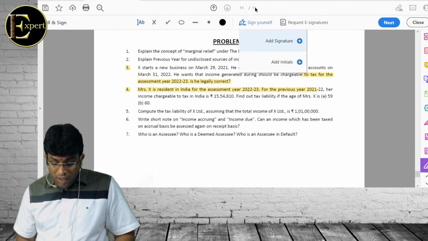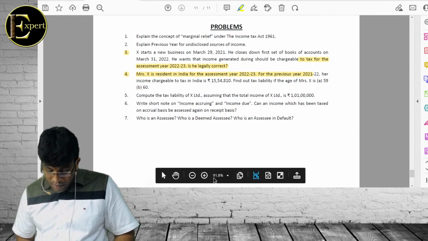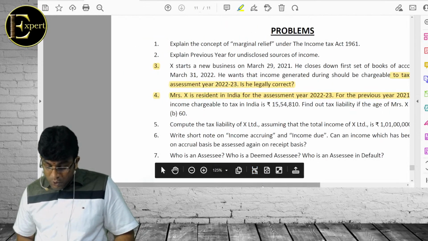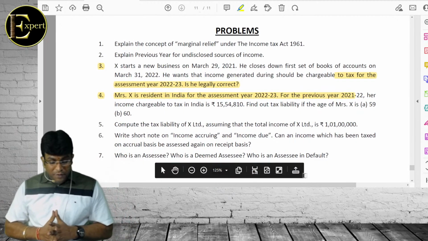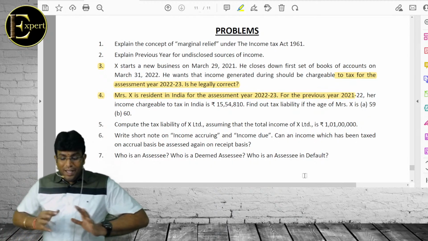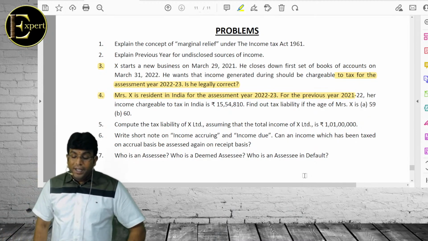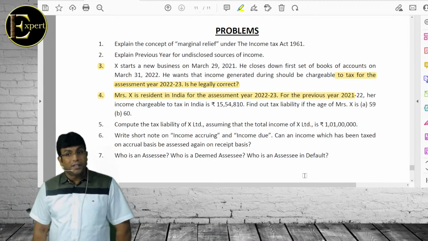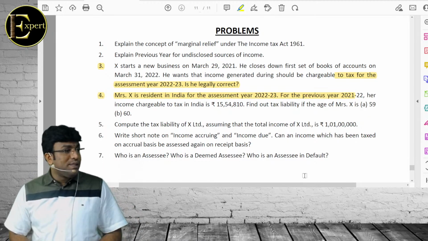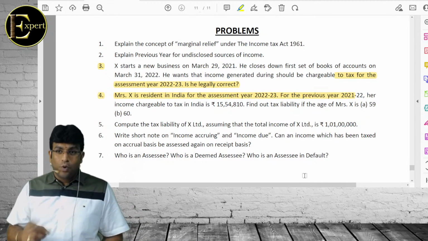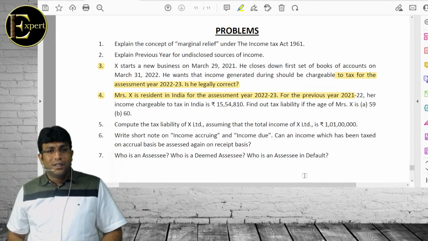X starts a new business on March 29, 2021. He closes down the first set of books of accounts on 31st March 22. He wants that income generated during this period should be chargeable to tax for assessment year 22-23. Is he legally correct? Speak out. 100% answer is no. Why? When he started a business on 29th March 2021, he must close the books of accounts on 31st March 21, not 31st March 22. Did we discuss this concept?